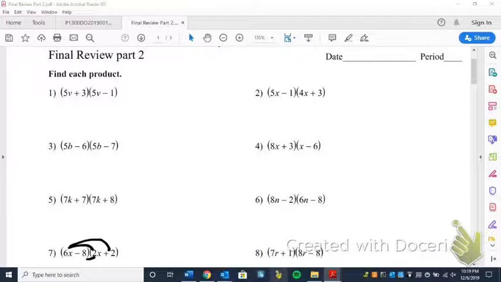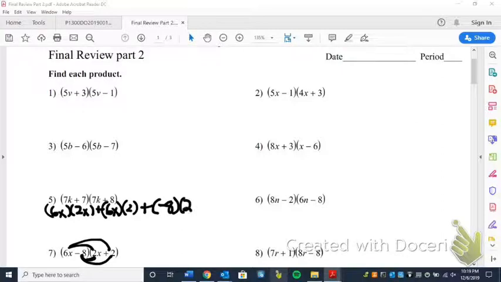So, take a break and come back when you're ready. So number 7, we're going to draw our little arcs and start putting this thing together. So our first, 6x times 2x. Our outside gives us 6x times 2. Our insides give us negative 8 times 2x. Like the inside numbers, not like my insides, like my spleen. And then our last ones are negative 8 times 2.